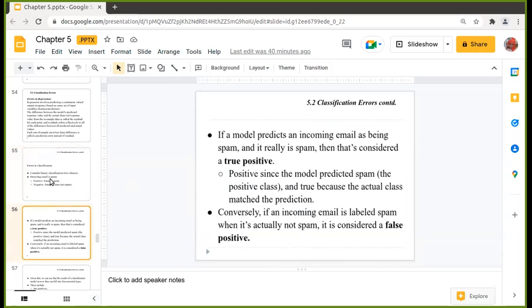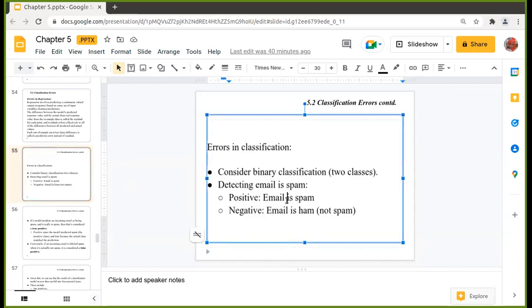So consider that this is the scenario: positive means my email is spam, and negative means that I'm detecting that the email is not spam. Okay, so here this is my result of prediction.